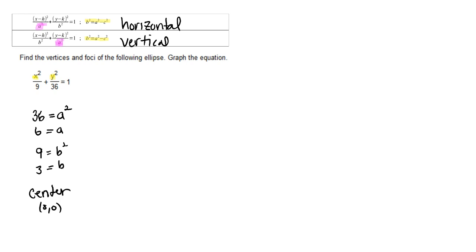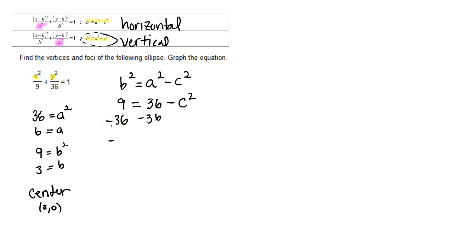I also want to find the value of c so that I can locate the focus. So I'm going to use this equation, b squared equals a squared minus c squared. So b squared is 9, a squared is 36, minus c squared. I'll subtract 36 on both sides. 9 minus 36 is negative 27, equals negative c squared. I'll divide both sides by negative 1. That gives me c squared equals 27.